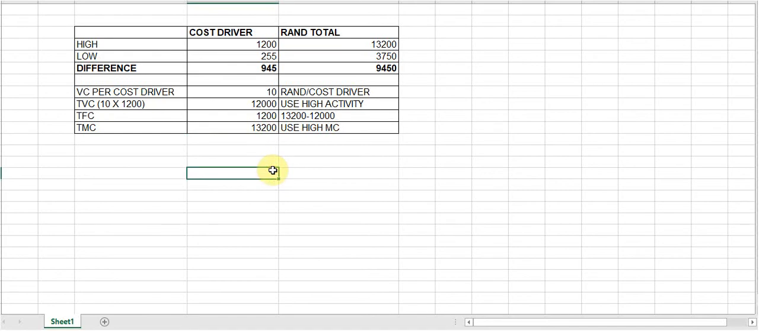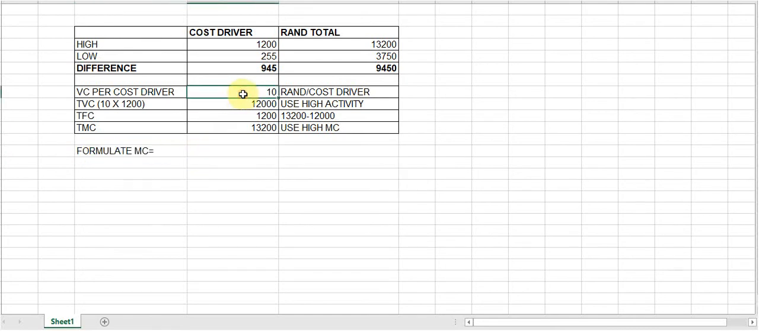So what will be the formula then? If we want to formulate the mixed cost, it will be equal to, and we will use that variable cost per oven hour, and we will use the fixed cost that we've calculated. And it will therefore be 10 rand times the oven hours plus 1,200. Quite simple. If you follow this formula, you follow this template, you cannot go wrong.